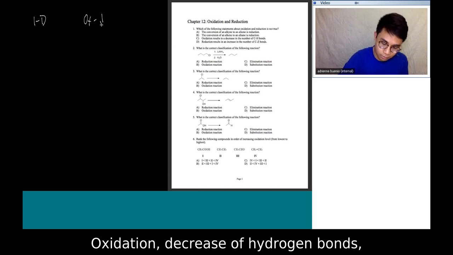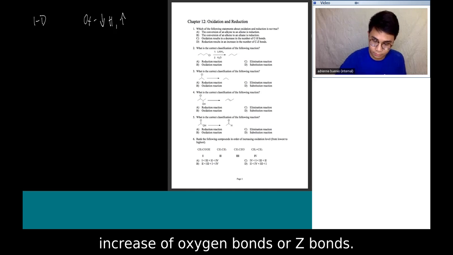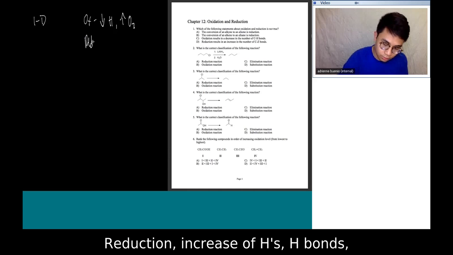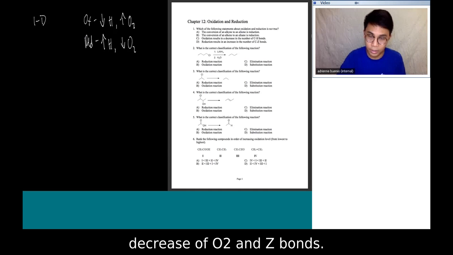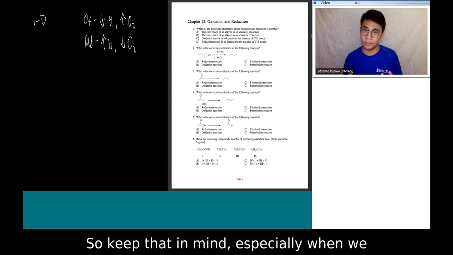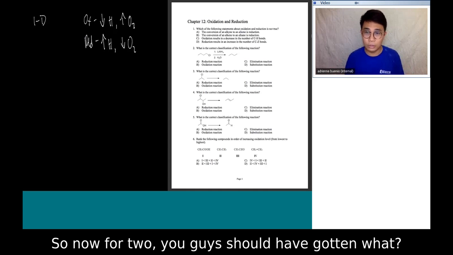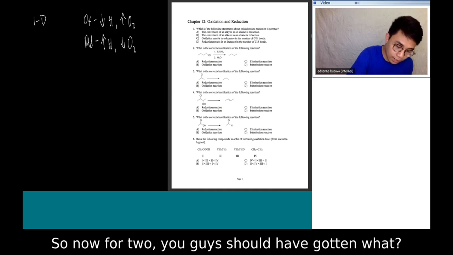Oxidation: decrease of hydrogen bonds, right? Increase of oxygen bonds or Z bonds, right? Reduction: increase of H's, H bonds, decrease of O2 and Z bonds, right? So keep that in mind, especially since we are in chapter 12, oxidation reduction, literally, right? So now for two, you guys should have gotten what?